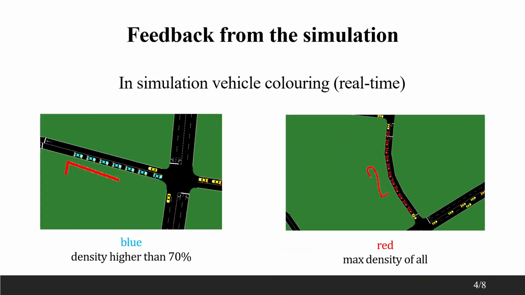We propose several feedback to the user about the state of the traffic. One is the in-simulation vehicle coloring. This is basically coloring those vehicles blue which are standing on a lane with density higher than 70%, and coloring vehicles red when lane density is the maximum among all of the inspected lanes.